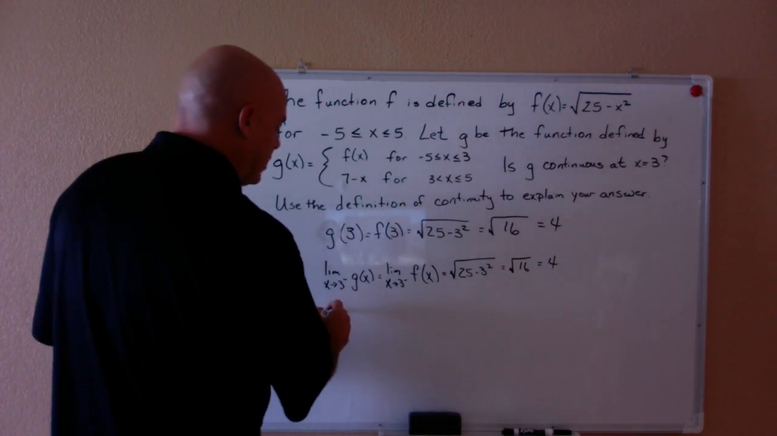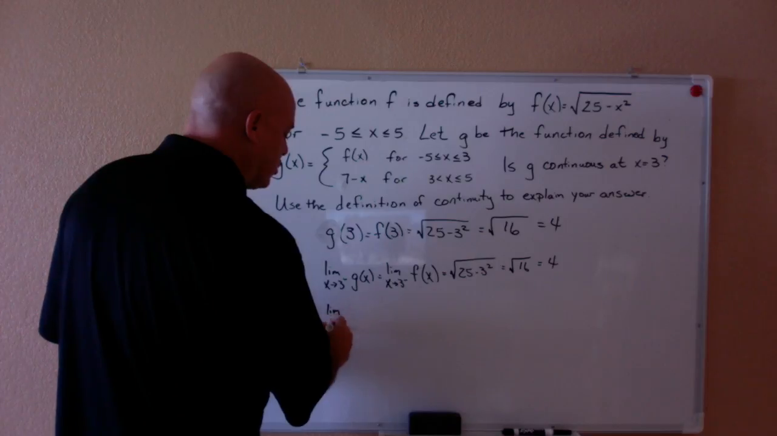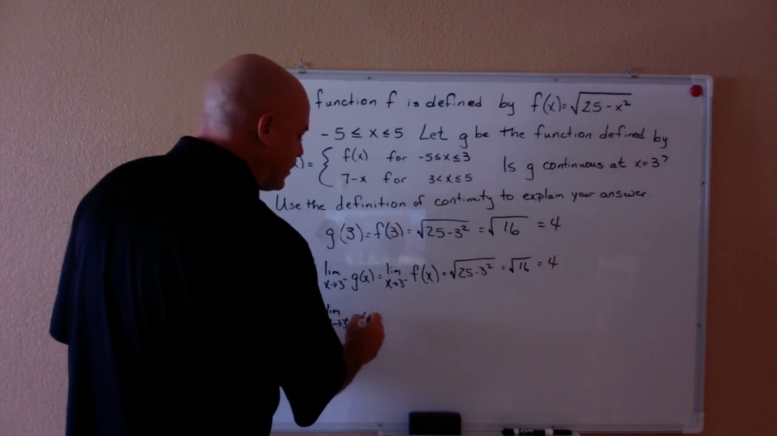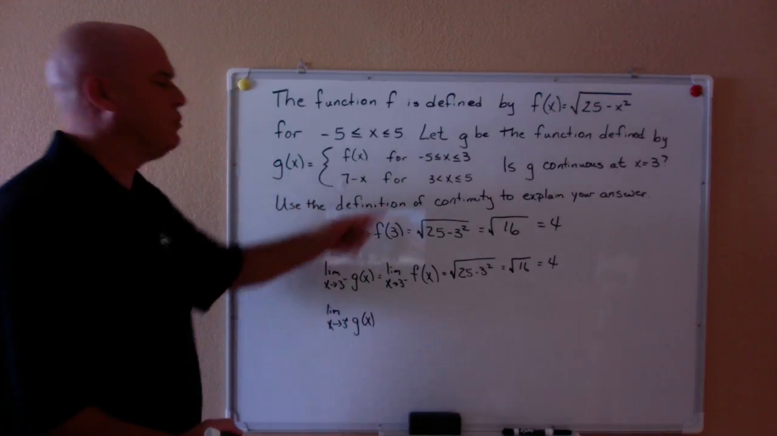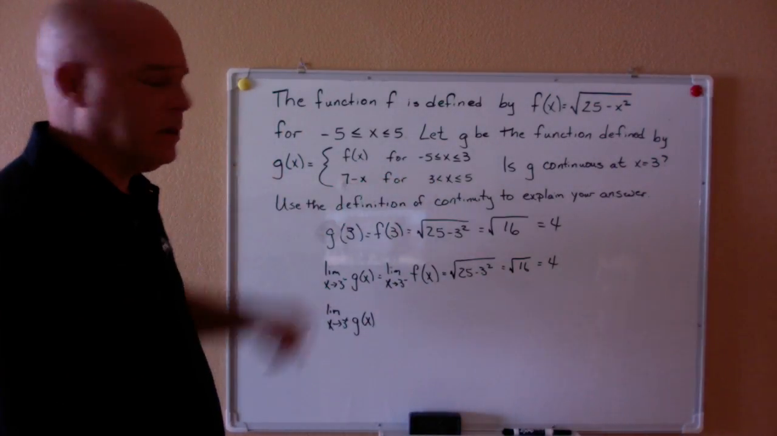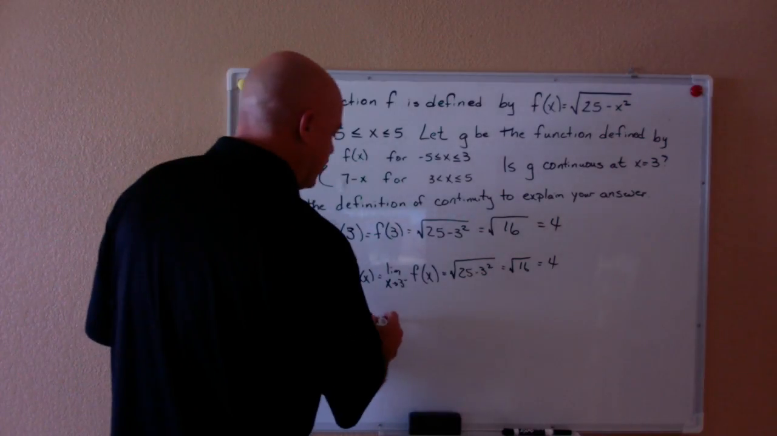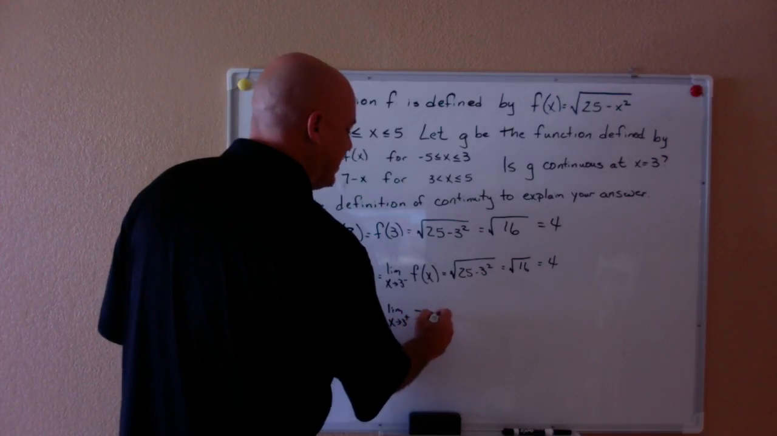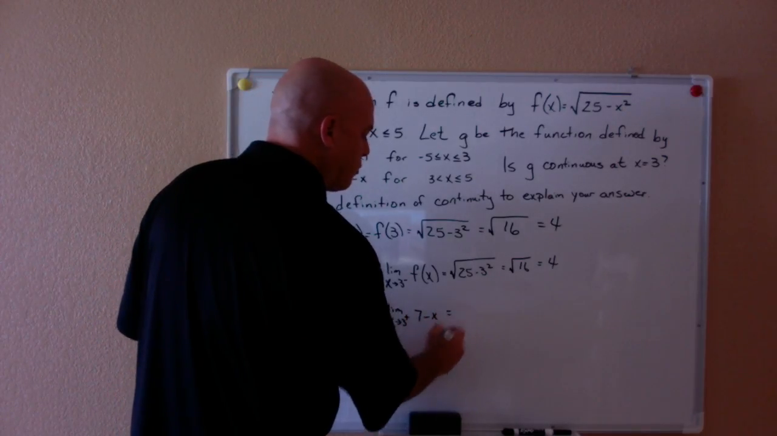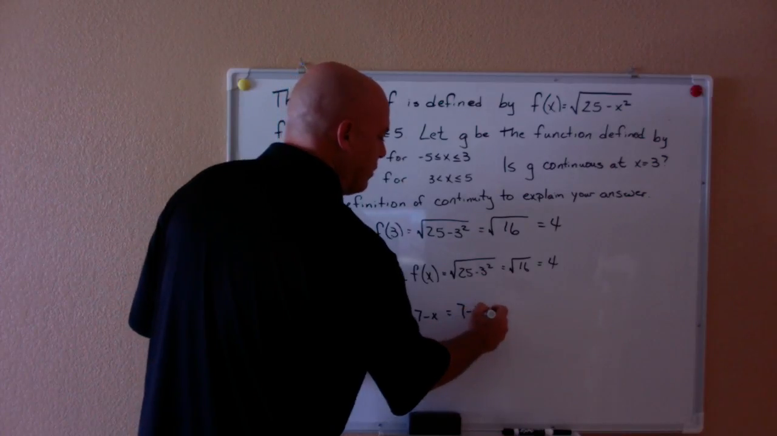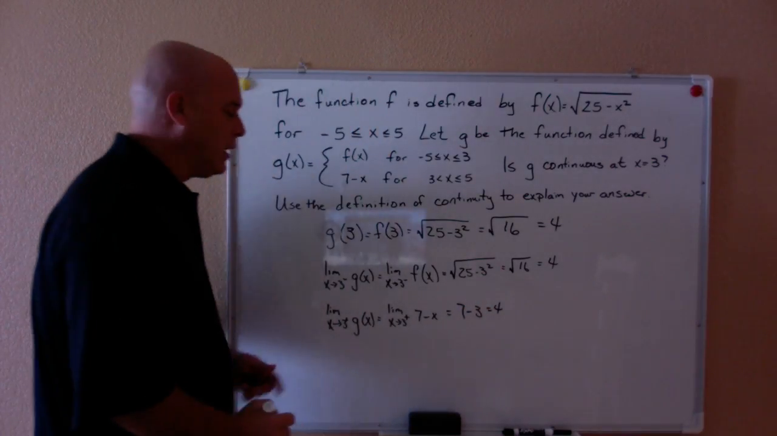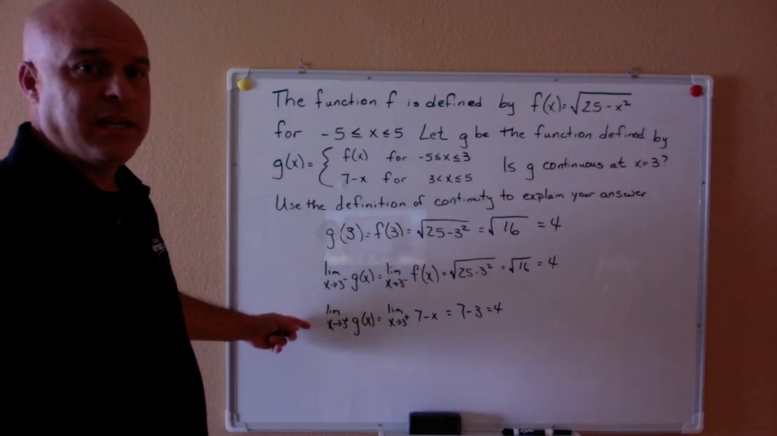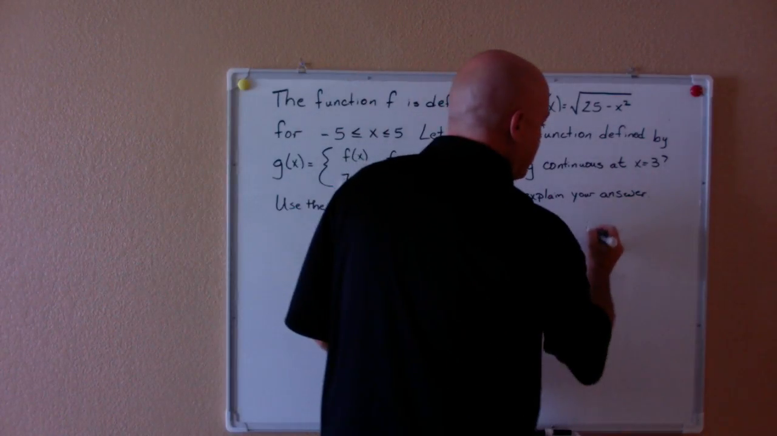Then the next thing that I'm going to look at is the limit as x approaches 3 from the right-hand side of g of x. For this one, since I'm to the right, I'm going to plug 3 into the second equation here. So this is going to be the limit as x approaches 3 from the right of 7 minus x. And when I plug in 3 for that, I get 7 minus 3, which is equal to 4. And now I can see that the limit from the left is equal to the limit from the right. That was the second requirement.